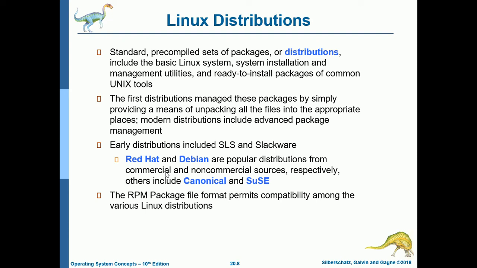Anyone can create your own operating system based on Linux. And then Slackware is another Linux distribution. So Red Hat and Debian are popular distributions from commercial and non-commercial sources, respectively, and others include Canonical and SUSE. So Debian, actually, is what the Mac OS operating system is based on, from the Debian Linux distribution.